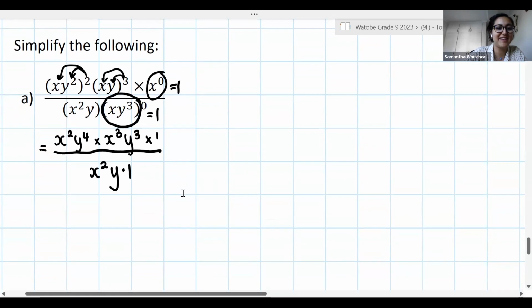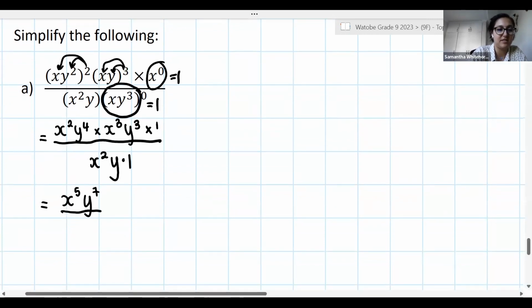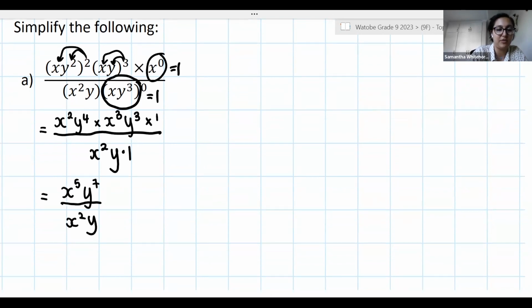Yes, sorry, I accidentally muted. No, don't stress. So it's going to be x to the power of 5, y to the power of 7, times 1. Well, you already times it, so it's just that. Then at the bottom, it's going to be just that. X squared y. Yes. Perfect.